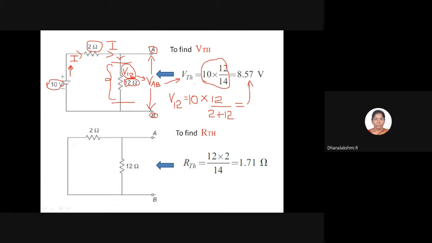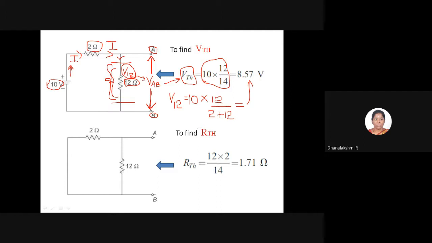And this is nothing but our Thevenin voltage VTH, because Thevenin voltage is the open circuit voltage across the terminal AB, right? This open circuit voltage VAB is nothing but the voltage across 12 ohm, because parallel to that is the 12 ohm resistor. We know that in parallel the voltages are the same. So it is enough to find the voltage across 12 ohm, which gives you VAB, and that is our Thevenin voltage. So we got our Thevenin voltage to be 8.57 volts. This is our first step, to find the open circuit voltage across the terminal AB.